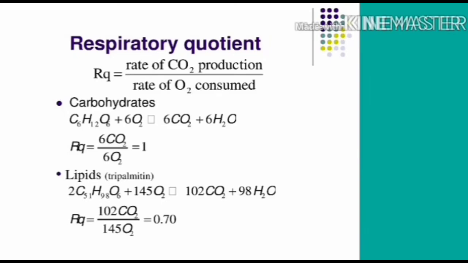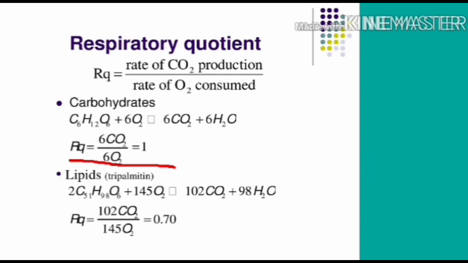There is a small topic of respiratory quotient. The respiratory quotient is defined as the ratio of the volume of carbon dioxide given out to the volume of oxygen absorbed in respiration, meaning the rate of carbon dioxide production by the rate of oxygen consumption. For carbohydrates, the RQ value is 6 carbon dioxide by 6 oxygen, which is equal to 1. So the respiratory quotient for carbohydrates is 1.